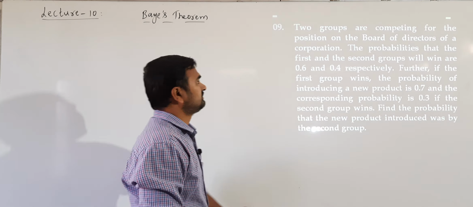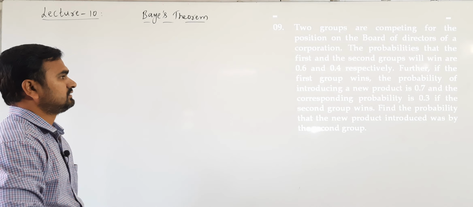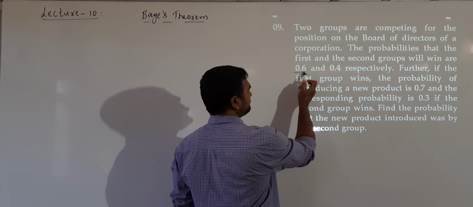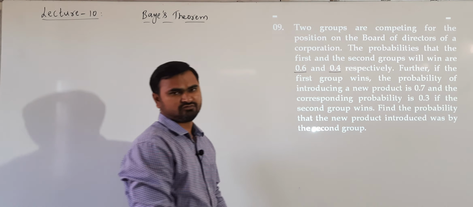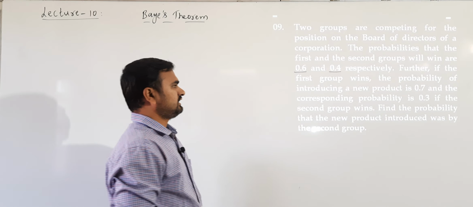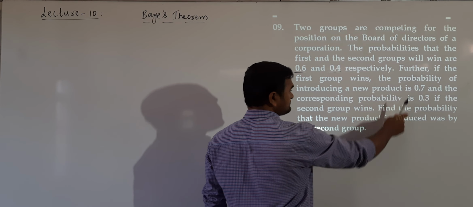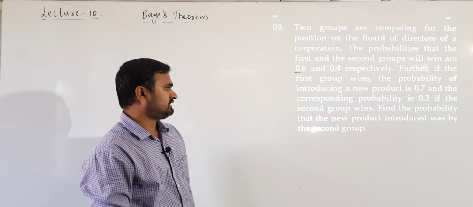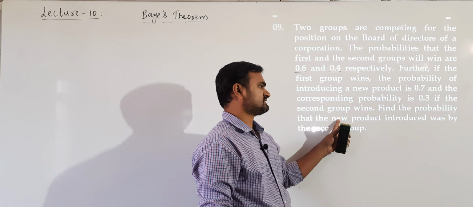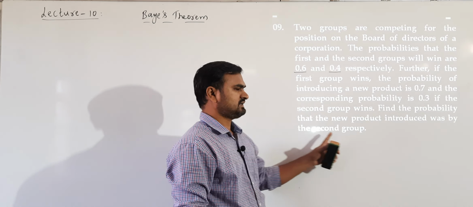Two groups are competing for the position on the board of directors of a corporation. The probabilities that the first and the second groups will win are given. Probability of the first group winning is 0.6 and the probability of the second group winning is 0.4. Further, if the first group wins, the probability of introducing a new product is 0.7, and the probability of introduction by the second group is 0.3 if the second group wins. Now find the probability that the new product introduced was by the second group.